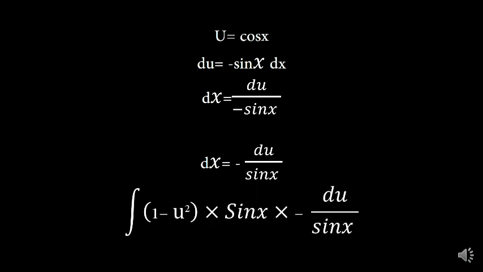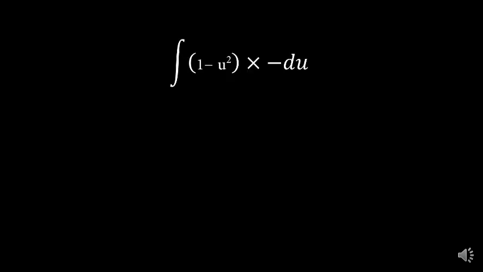So the sine x on both sides cancel out each other to give us the integral of (1 minus u squared) times minus du. That minus, I can either choose to multiply the bracket, or bring the minus outside. If I want to bring the minus outside, it should be minus the integral of (1 minus u squared) du. But for me, I'm going to use that minus to multiply the bracket. That will give me the integral of (minus 1 plus u squared) du.